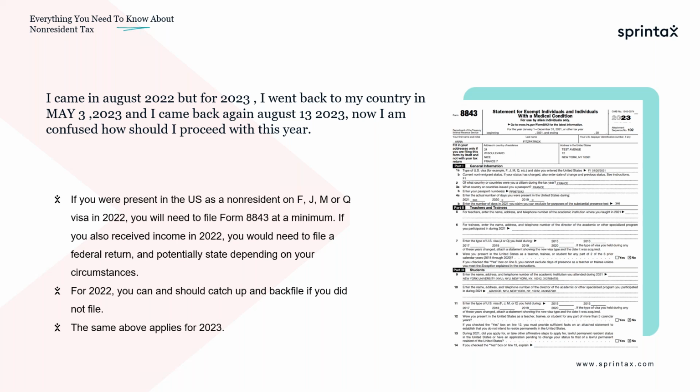Again, with back filing, if you didn't file for 2022, you can catch up and back file now, and we'd recommend that you do so as soon as you can, and Sprintax can help with that. And then the same applies for 2023. If you were present in the US in 2023 as an F, J, M or Q visa holder as a non-resident for tax purposes, you'll need to do Form 8843 at a minimum. But if you also had income, you'll need to file a federal tax return.